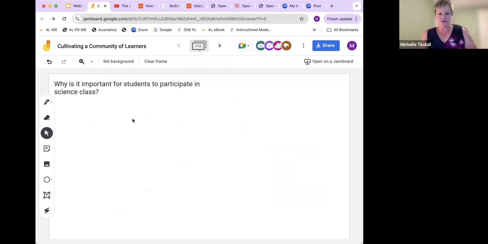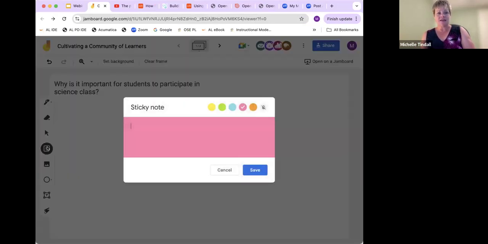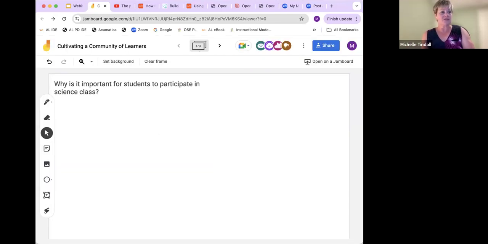Why is it important for students to participate in science class? On the left-hand side, right underneath the pointer arrow, there's a button for a sticky note. Go ahead and click on the sticky notes and enter in a response. Why is it important for students to participate in science class? You could actually add in a couple different responses if you would.